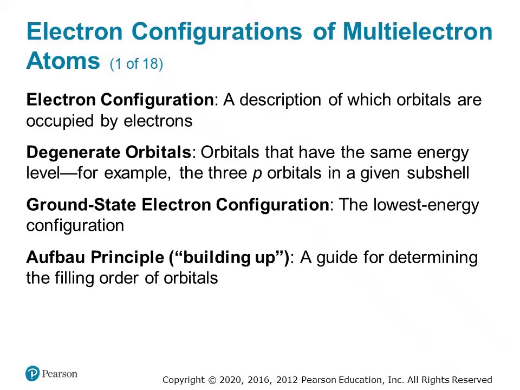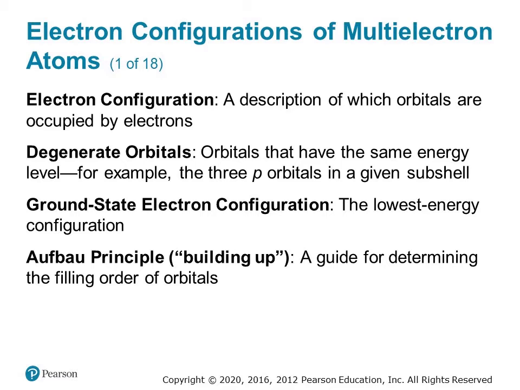Taking into account these differences in energy between subshells allows us to describe the distributions of electrons in an atom, or how many electrons are present in each subshell. This is called an electron configuration. Moving forward, I'll be using the terms shown here to describe the determination of these configurations.